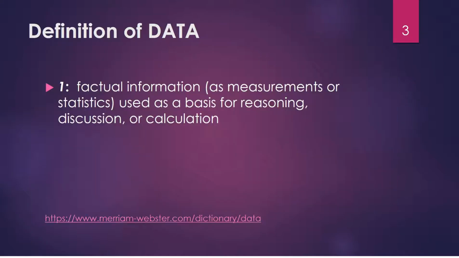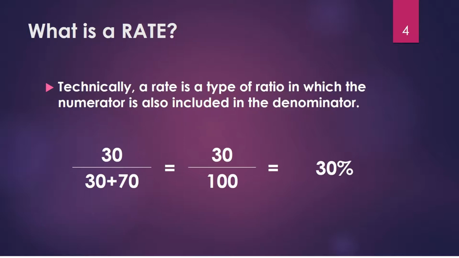Our definition of data mentions measurements and statistics. We use a statistic called a rate to portray population risk. Technically, a rate is a type of ratio in which the numerator is also included in the denominator. But instead of getting all technical, let's just look at some simple data.